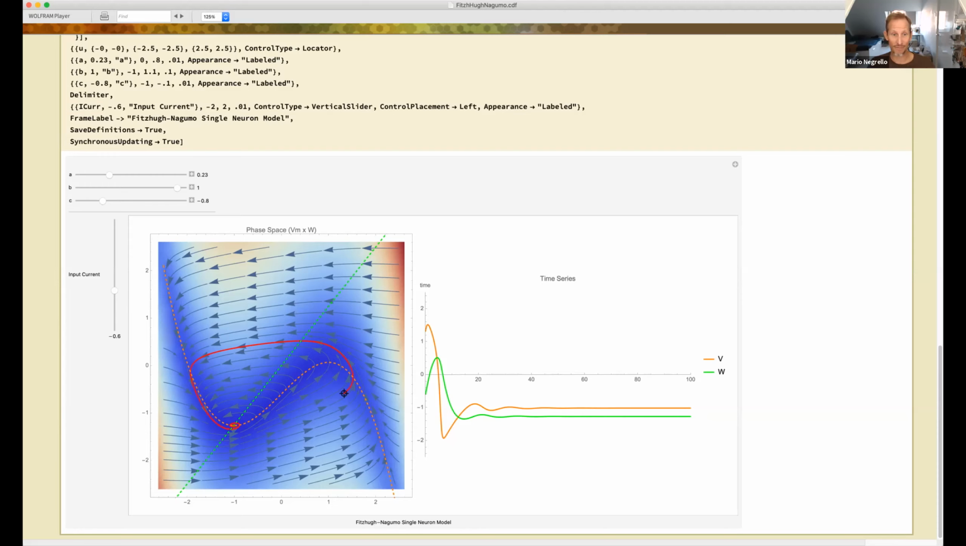That is, you're becoming more and more likely to spike. You have more and more sodium deactivated channels. These are perfect and ready to fire. That's why we use the cubic to represent that. In the bottom right, you have the flow that points up. And when you cross the V nullcline, you again have the flow that points left, so decreasing the voltage, but increasing refractory.